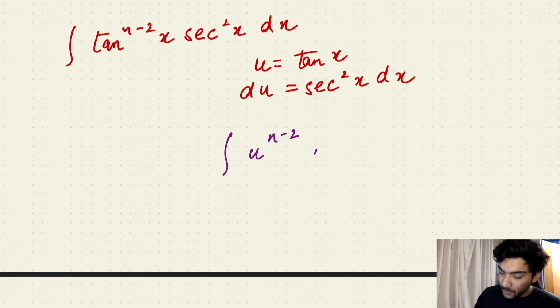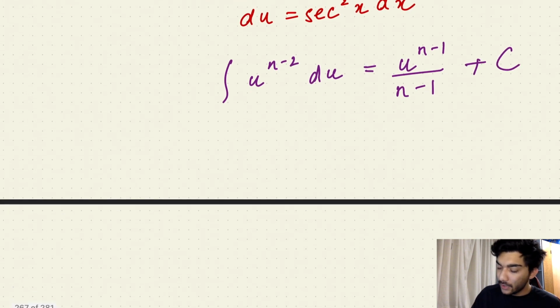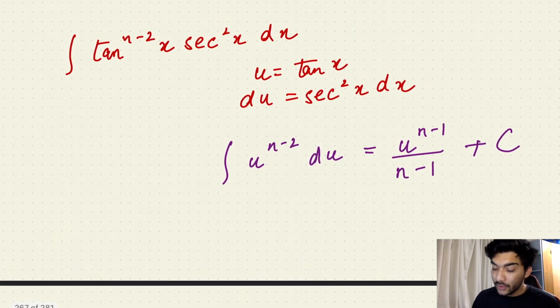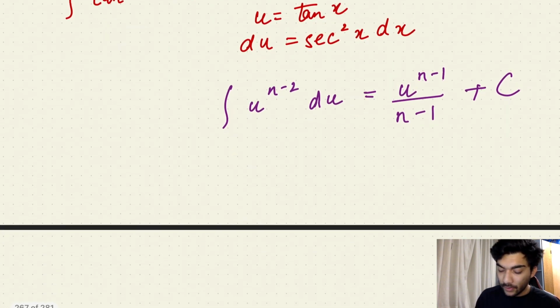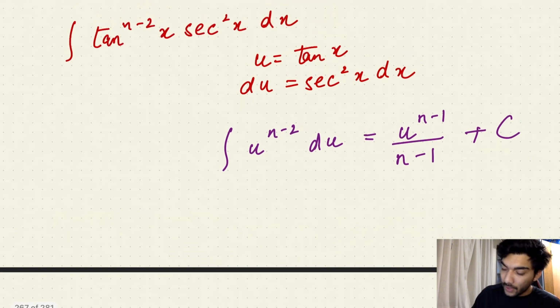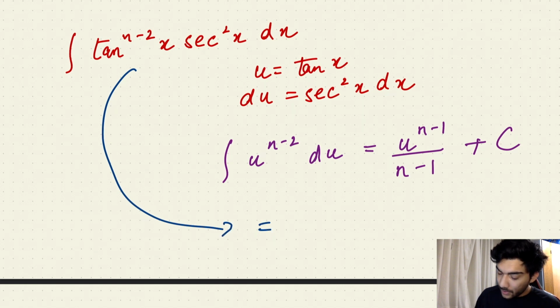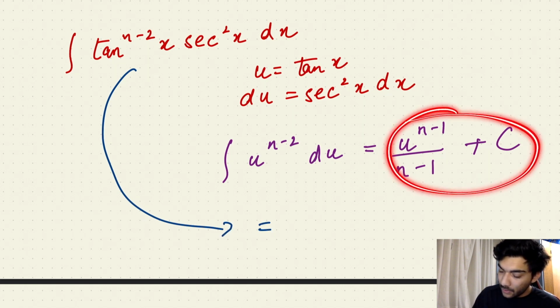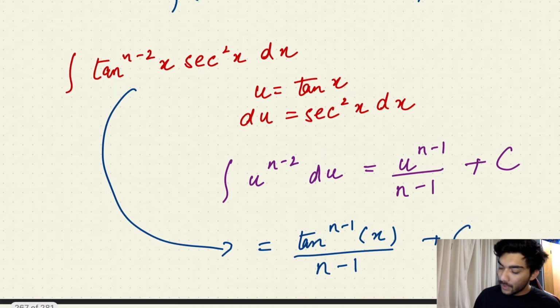So it would become u to the power n minus 2 du, and then this integral would be u to the power n minus 1 upon n minus 1. And here, since we have an indefinite integral, we'll add the constant of integration at the end as well. But in order to get the final answer, which should be in terms of x, we'll have to convert u back into tan x in order to get the final integral over here. So the final answer to this expression over here would be, if we substitute u equals tan x in this expression, tan to the power n minus 1x upon n minus 1 plus c over here, right?